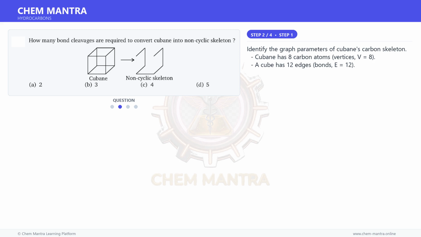Identify the graph parameters of cubane's carbon skeleton. Cubane has 8 carbon atoms, vertices, so V is equal to 8. A cube has 12 edges, bonds, so E is equal to 12. Moving on to the next step. Apply the cyclomatic number formula. Mu is equal to E minus V plus 1, which is equal to 12 minus 8 plus 1, which is equal to 5.